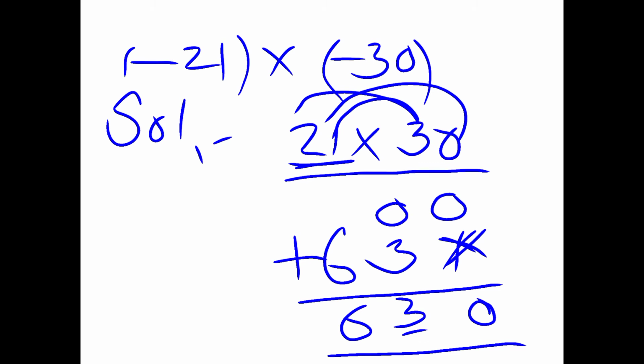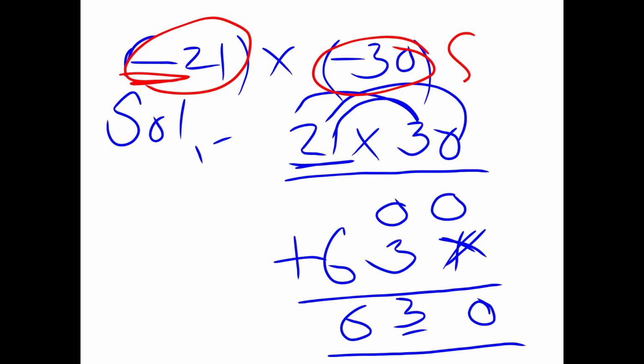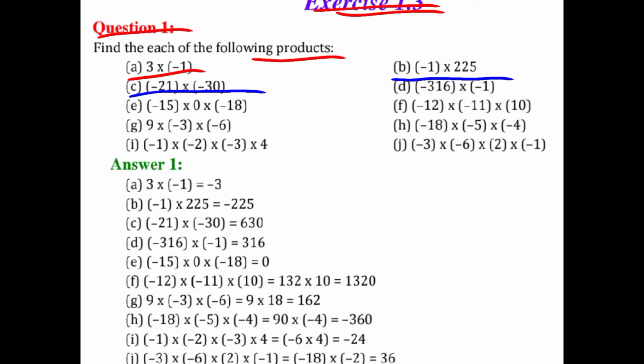Now we have to take care of the signs. You can see here the sign with 21 is negative, and again it's negative with 30. So signs are the same. Since signs are the same, the sign of the product will be positive. You need not show the positive sign. So this is the answer, right?